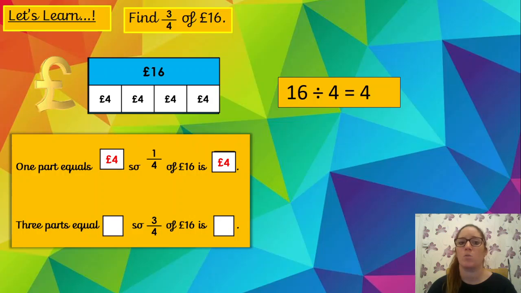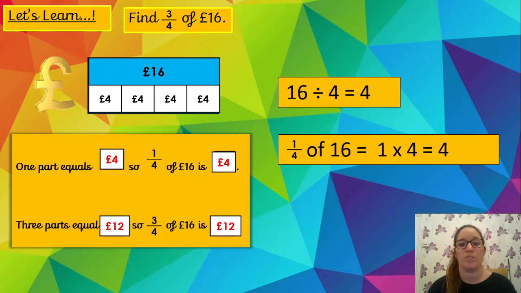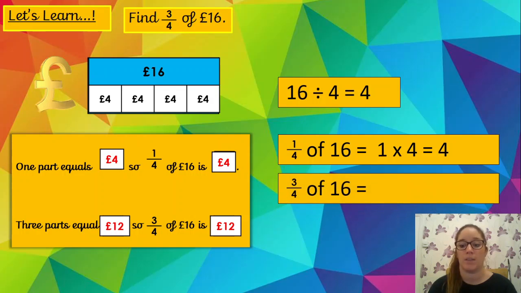Now to find 3/4. So what does 3 parts equal? We've got 4, 8, 12. So 3 parts equal £12. So 3/4 of £16 is £12. Okay, so 1/4 of 16, 1 times 4 is 4, because we know that each part is worth 4, so 1 part is 4, 3 parts is 3 times 4, which is 12.